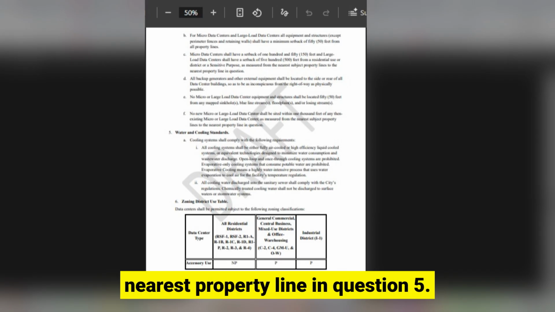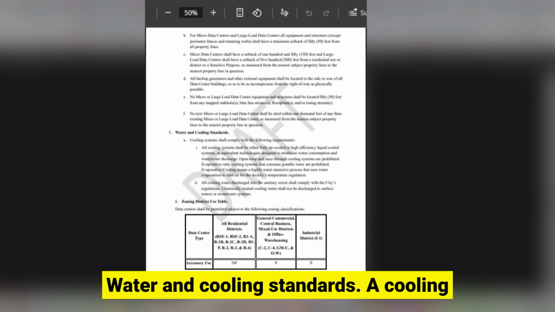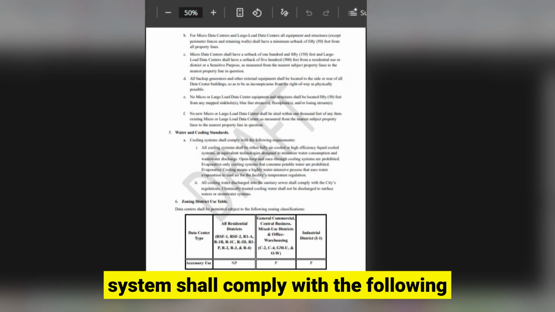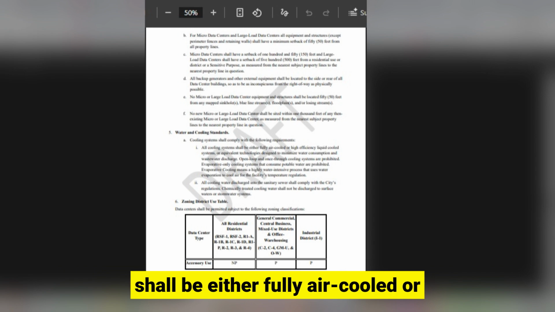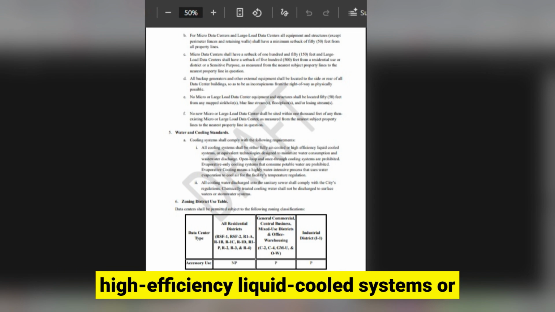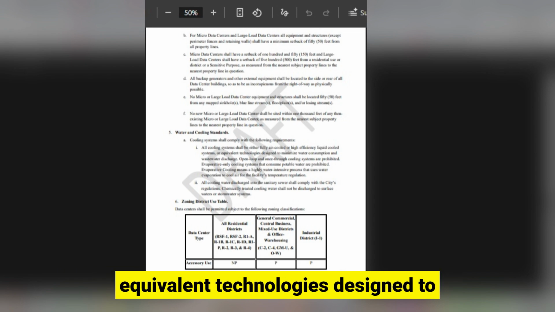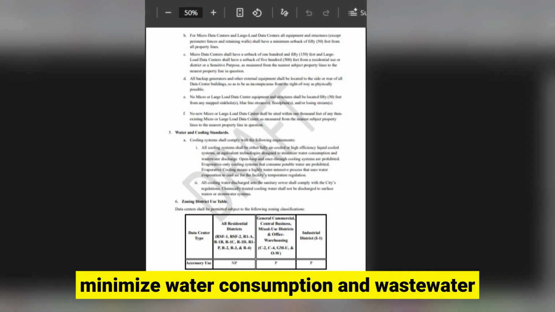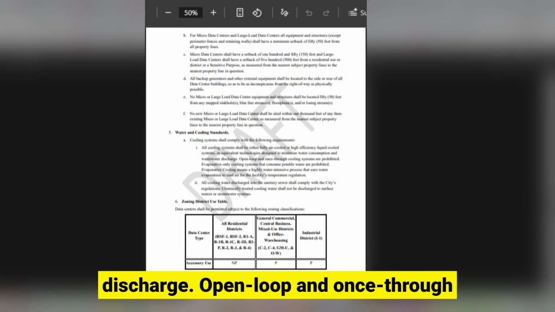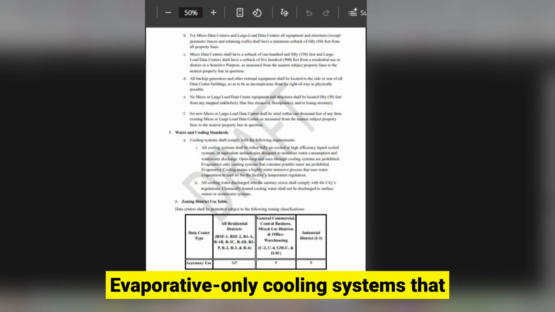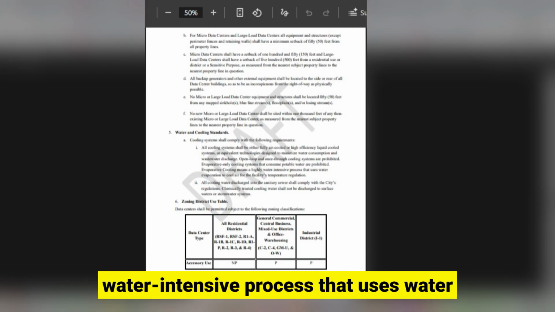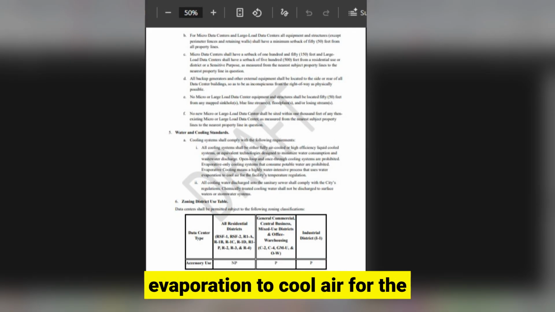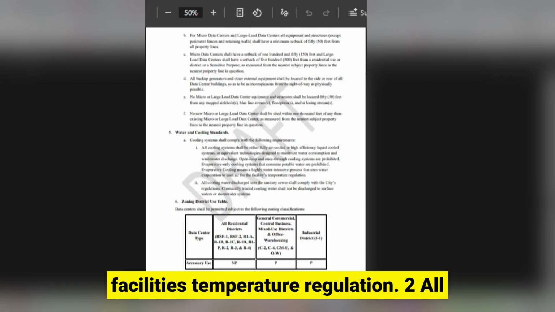5. Water and cooling standards. A cooling system shall comply with the following requirements. 1. All cooling systems shall be either fully air-cooled or high-efficiency liquid-cooled systems, or equivalent technologies designed to minimize water consumption and wastewater discharge. Open-loop and once-through cooling systems are prohibited. Evaporative-only cooling systems that consume potable water are prohibited. Evaporative cooling means a highly water-intensive process that uses water evaporation to cool air for the facility's temperature regulation.